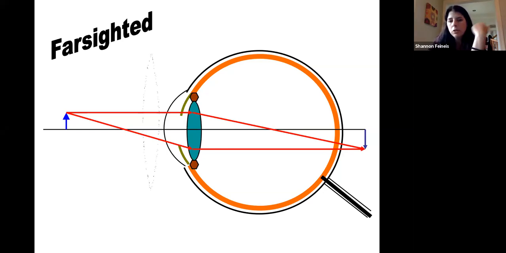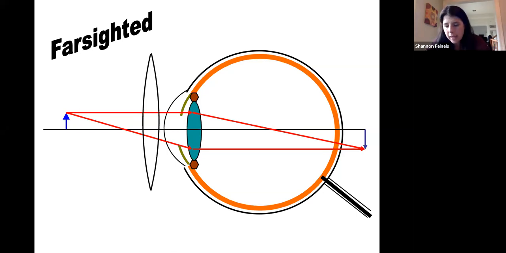So what we need to do is bring something that will converge the light for you in front of your eye. People who are farsighted can see far but not near. They need to have this convex lens in front of their eye so that it brings the light in and focuses it onto their retina.